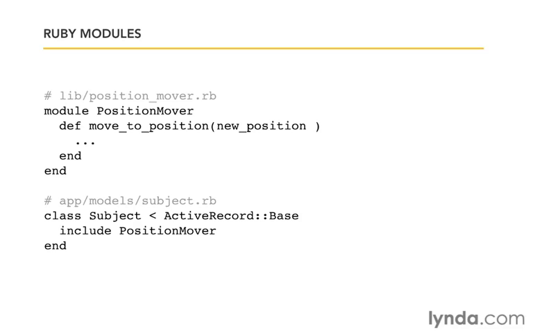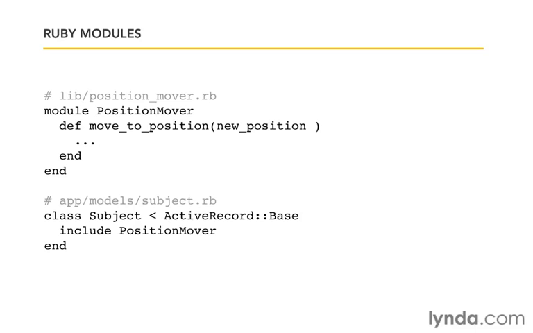So that's exactly what we do. In the second half there, you'll see class subject includes positionMover. That's the same thing as if we copied everything that's inside the module and pasted it inside subject. So now subject will have a method called moveToPosition. It's just simply loading in all of that definition and making it part of subject. And then we can do the same thing into page and section just as well. So we can define it in one place, but use it in several places.